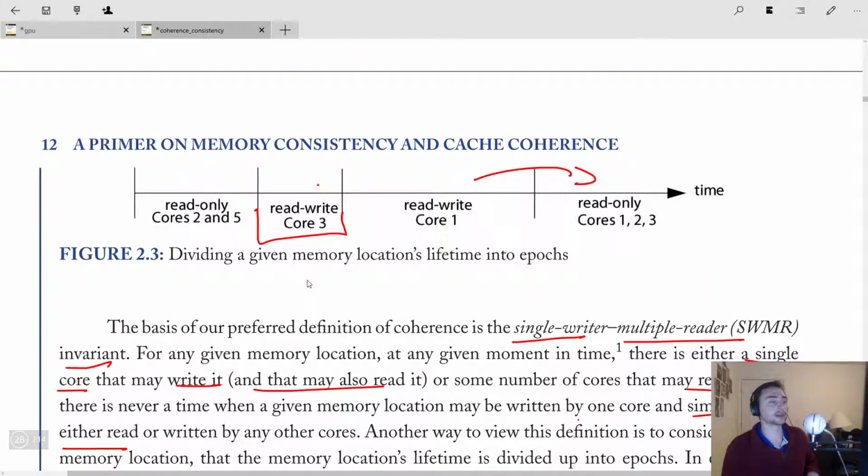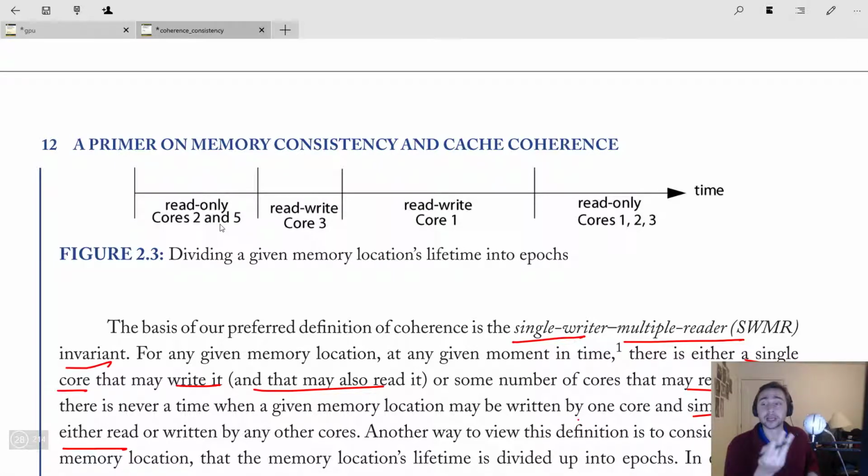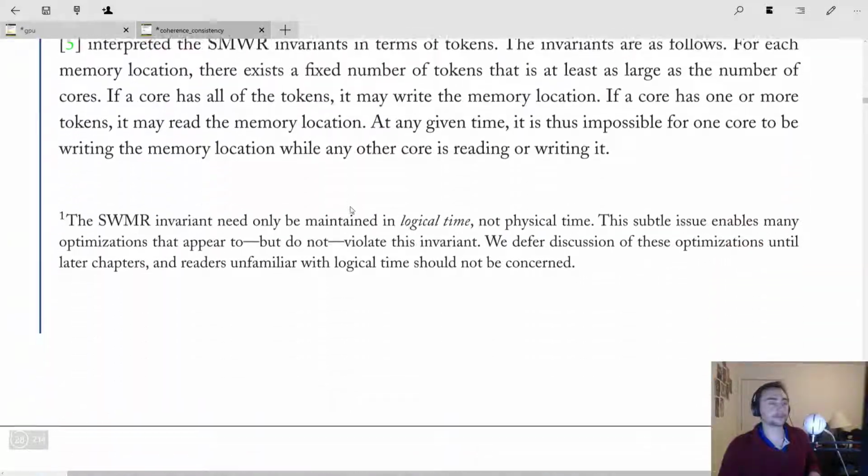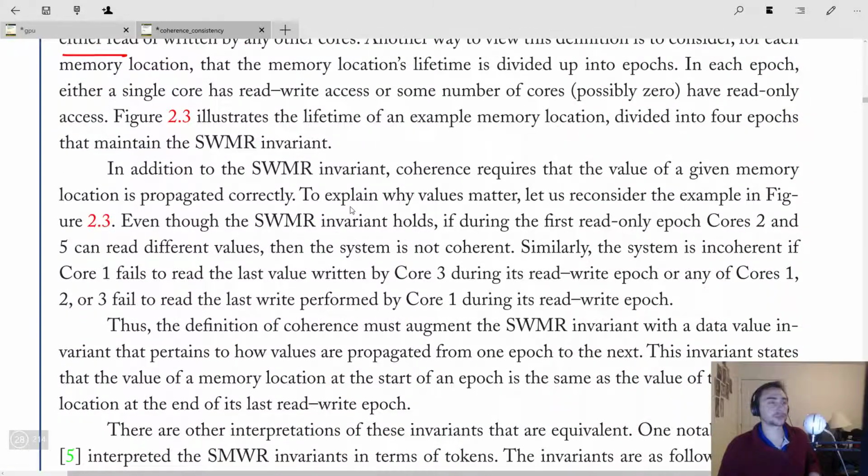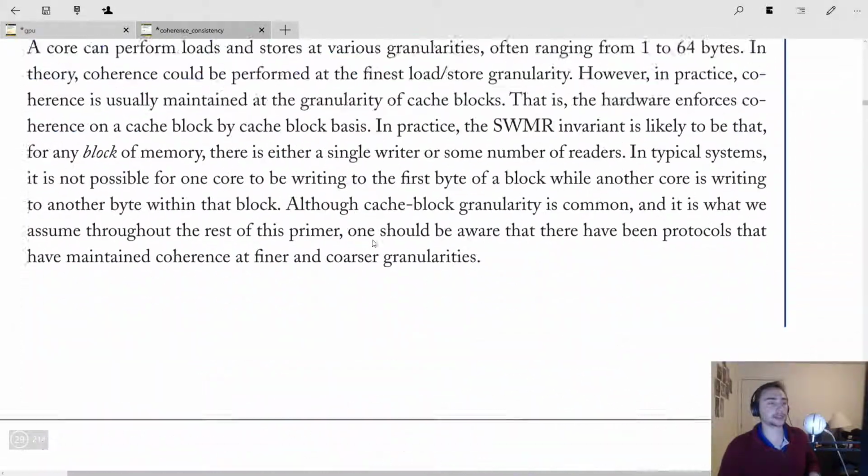So if we go back up here, where's a good example of this? So in this case, right, we have a read-only epoch right here. So cores 2 and 5 are read-only. Core 3 wants to write, but before it can write, it has to go to cores 2 and 5 and say, hey, what values do you have? Do you have the most recent value? If you do, let me take that from you. Oh, and by the way, you can't read that data anymore. And then we begin this read-write epoch. Okay, so that's basically how that works. Let's go ahead and continue.